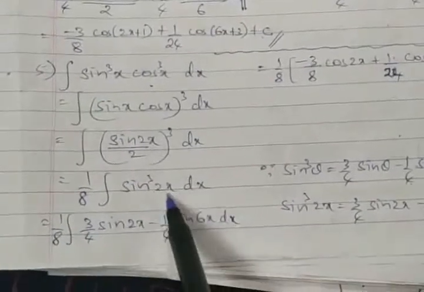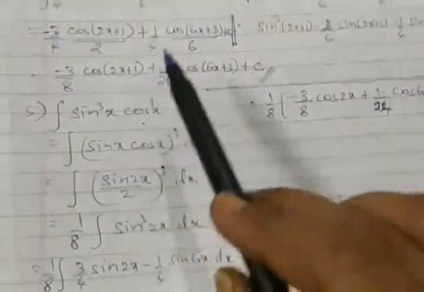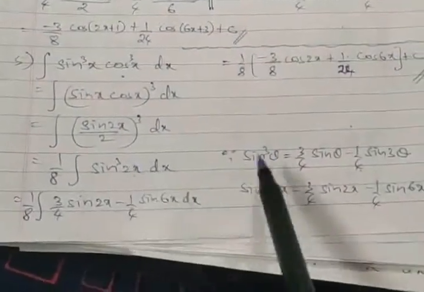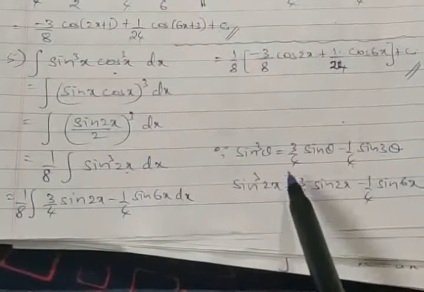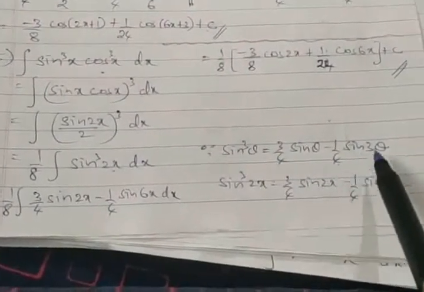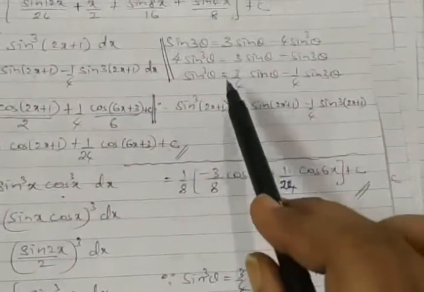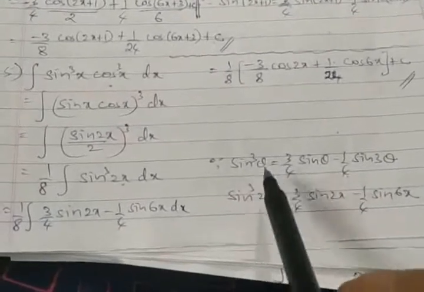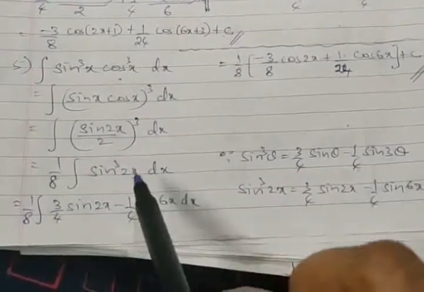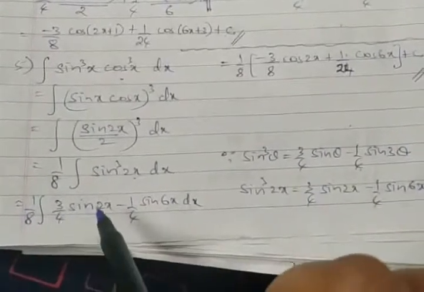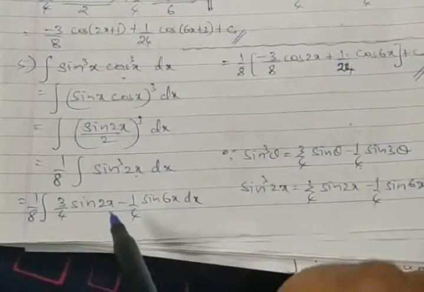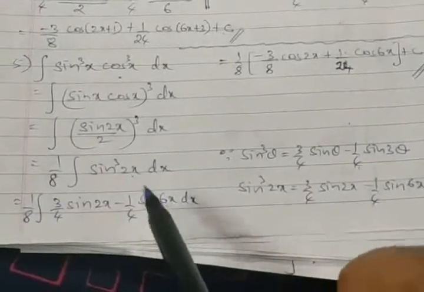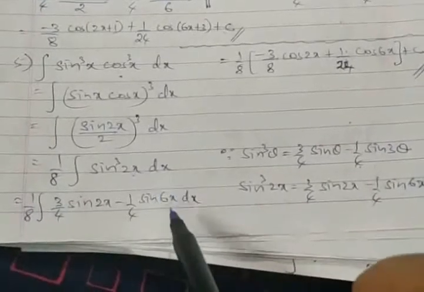Integration of sine cube 2x is left out. Again, what is the integration of sine cube? Just now we have done the sine 3 theta formula. This method you can apply. So sine cube theta can be taken as 3 by 4 sine theta minus 1 by 4 sine 3 theta. This step I have just taken from here, but you need to write all the steps modified. So integration of sine cube 2x becomes 3 by 4 sine 2x minus 1 by 4 sine 3 times 2x, that is sine 6x.